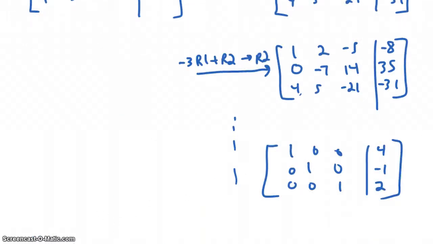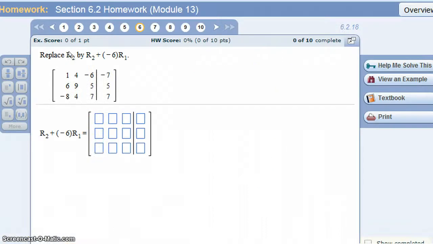Well, MyMathLab has a couple of problems. Let me show you one of the problems where it says to perform some of these operations. It says replace row 2 by row 2 plus -6 times row 1. So basically we're doing row 2 plus -6 times row 1. That's going to give us a new row 2. Notice this top row is not changing. We can still write 1, 4, -6, and -7.